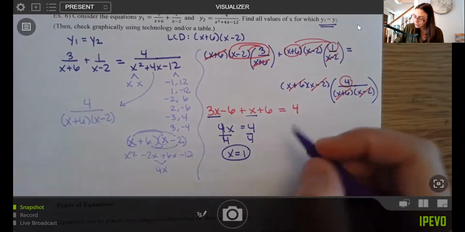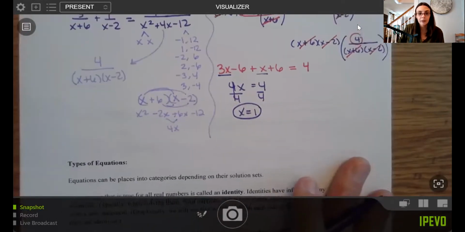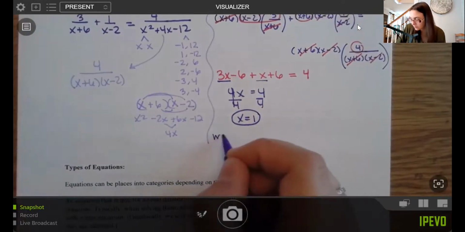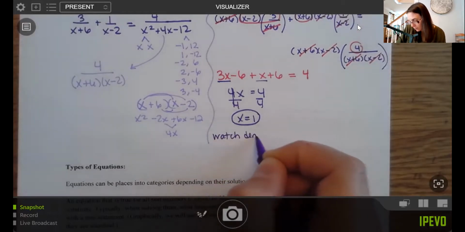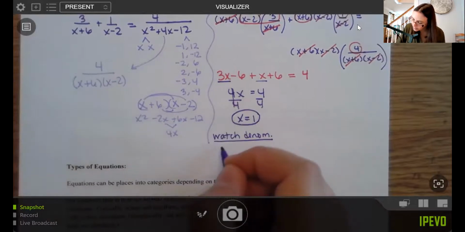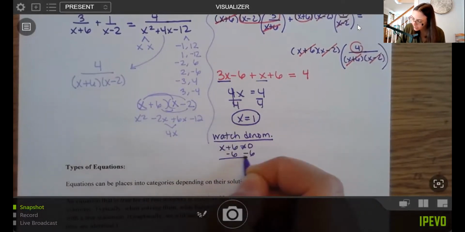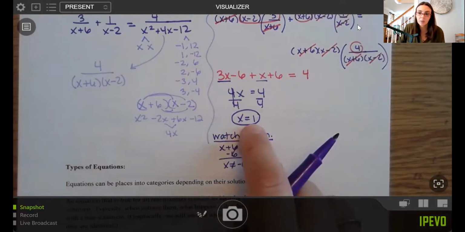Now, don't forget here, you need to watch your denominators, right? I'm going to run out of room on this paper. So my first denominator was x plus 6. I need to make sure that is not equal to 0. And if I solve it, I just have to make sure that x is not equal to negative 6. I'm good there, right? My answer was 1.